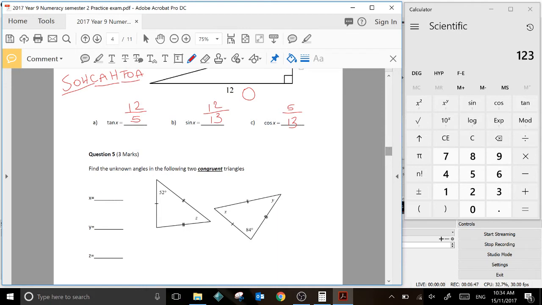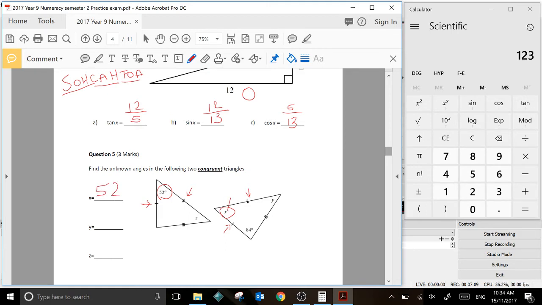So if we start off with this 52 here, and identify that that 52 is between the single dashed line and the double dashed line, what that means is in the other triangle, the angle between the single dashed line and the double dashed line has to be the same. And the single dashed line and double dashed lines are these two, so that angle is x. So x has to match the 52. So put one in there.